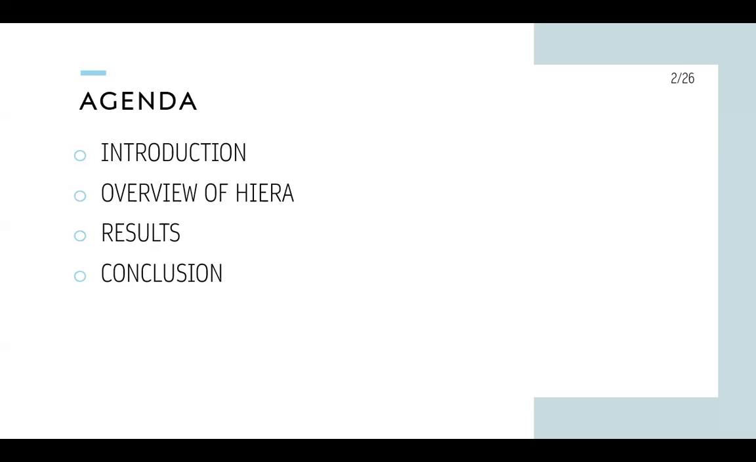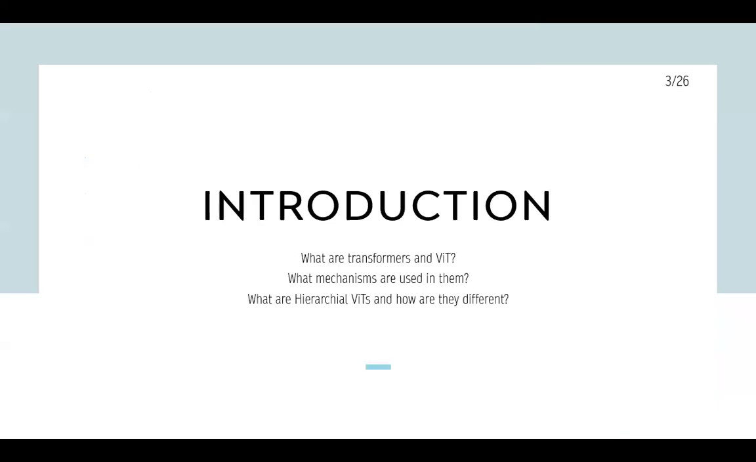I'm also going to give an overview of Hiera and the key architectural insights of the model. Then I'm going to go over some results posted in the paper, as well as talk about some of my own experiences with Hiera. And then I'm going to wrap it up and give a conclusion. So let's get started. First, I'm going to introduce what transformers and visual transformers are, what mechanisms are used in them, and what hierarchical visual transformers are and how they are different. ViT stands for visual transformers, by the way.